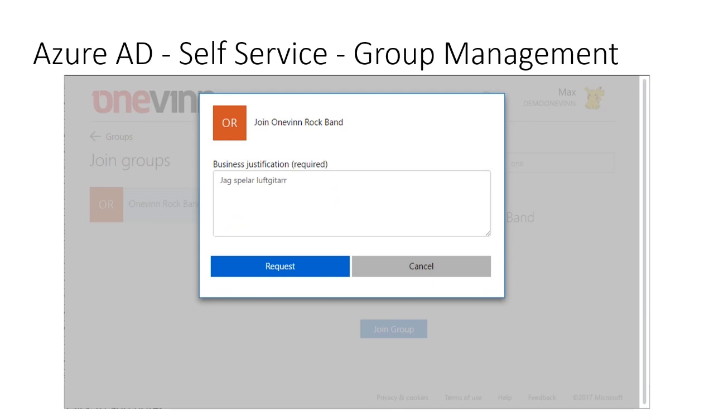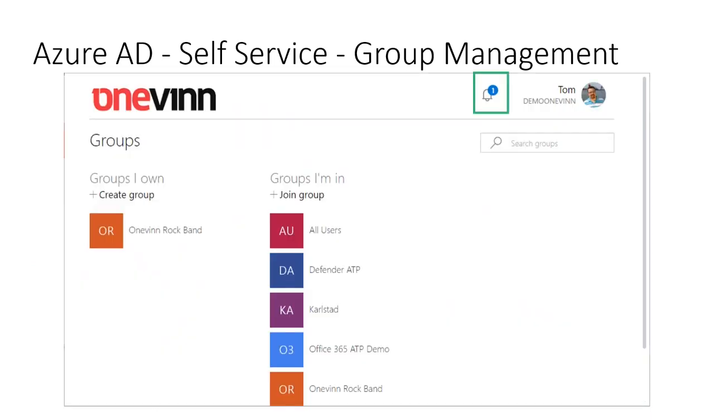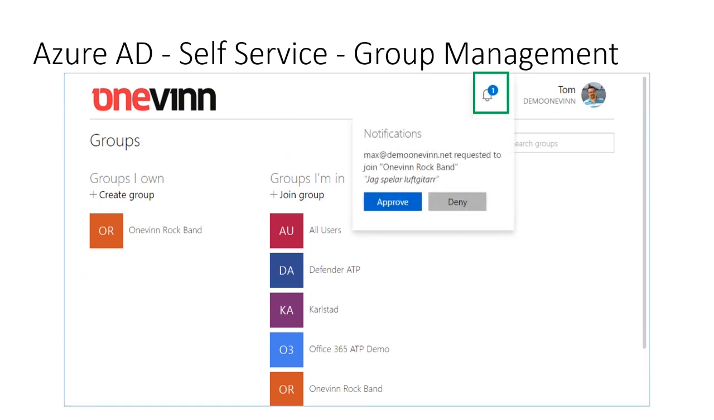The one who is responsible for approving this will also get an email, and he will also get a notification in his view of the groups. So he won't miss this notification. When he clicks this, he will be able to see Max has requested to join the group Onevinn Rock Band with this reason. So it's really easy for this workflow to say approve or deny. And remember, this doesn't have to be the IT department. This can be the organization itself. So this is a really popular thing as well.